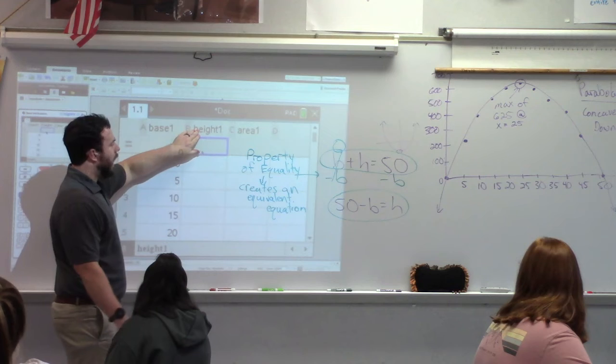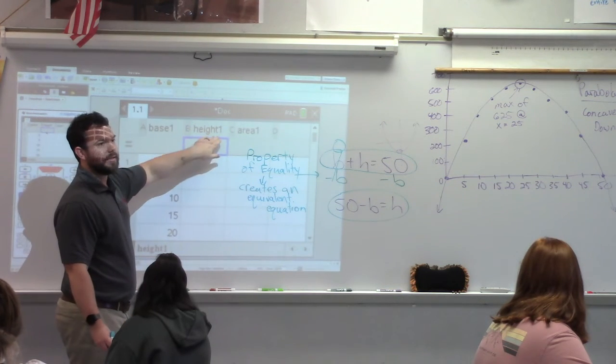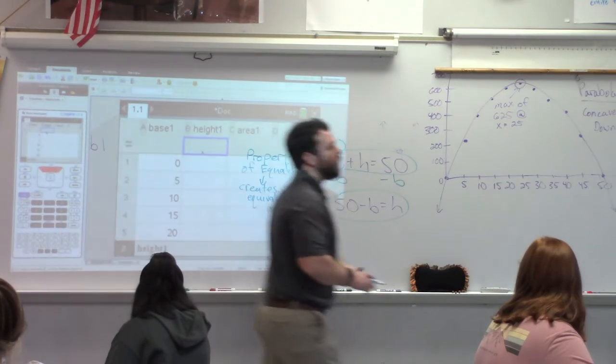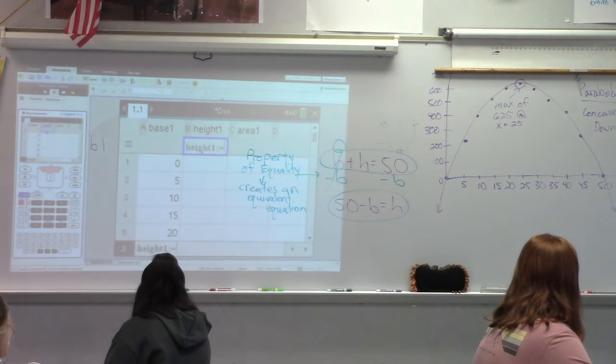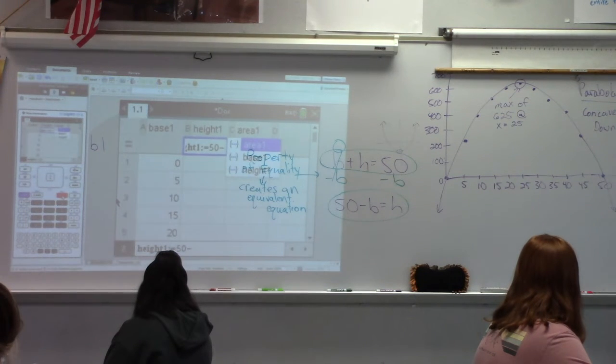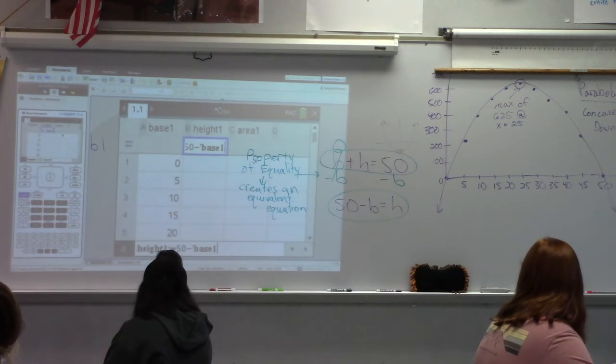And so right here under height, now I know 50 minus the base. Remember, I want the height. So equals 50, and don't forget, you can type out base 1, but what button can I click? VAR, that stands for variable, right? VAR is right above the number 9. This is why you want to label those columns. I click base 1, and notice right now, is there anything in that column? No. And I hit enter, and it automatically fills it all in.